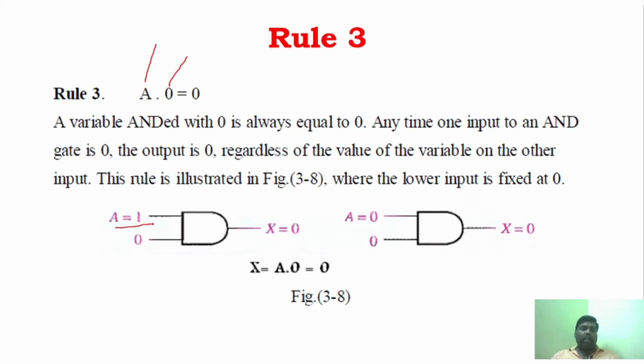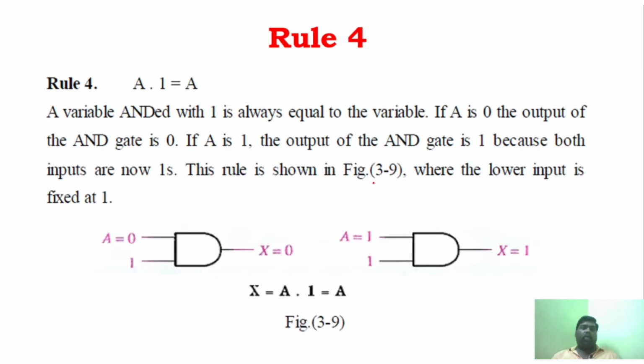So if a is equal to 1 and the other input is 0, right? 1 into 0, that is 0, right? And similarly, if a is equal to 0 and that is multiplied with 0, it is 0, right? And that is what is given. Any variable that is ANDed with 0 is equal to 0, right? Whether a is equal to 0 or a is equal to 1, the output will be 0. This is rule number 3, right?